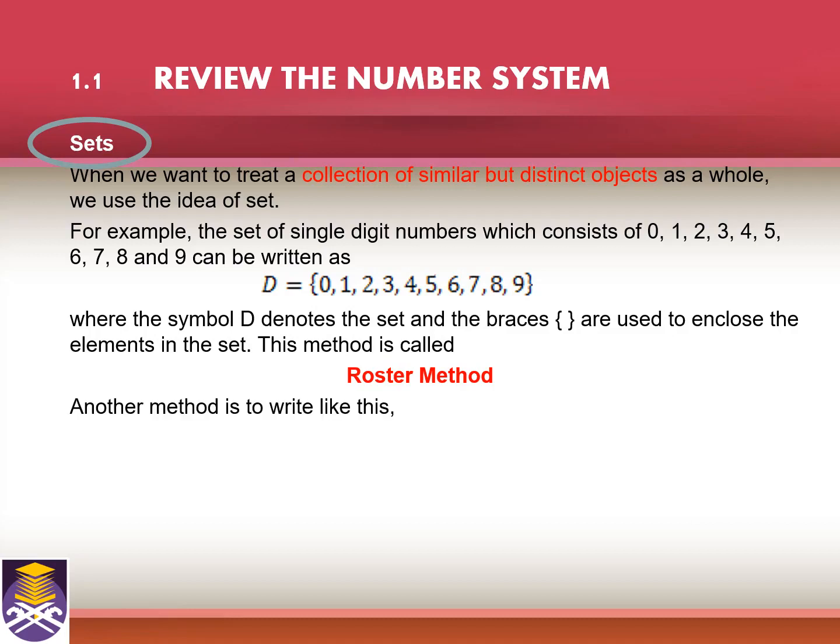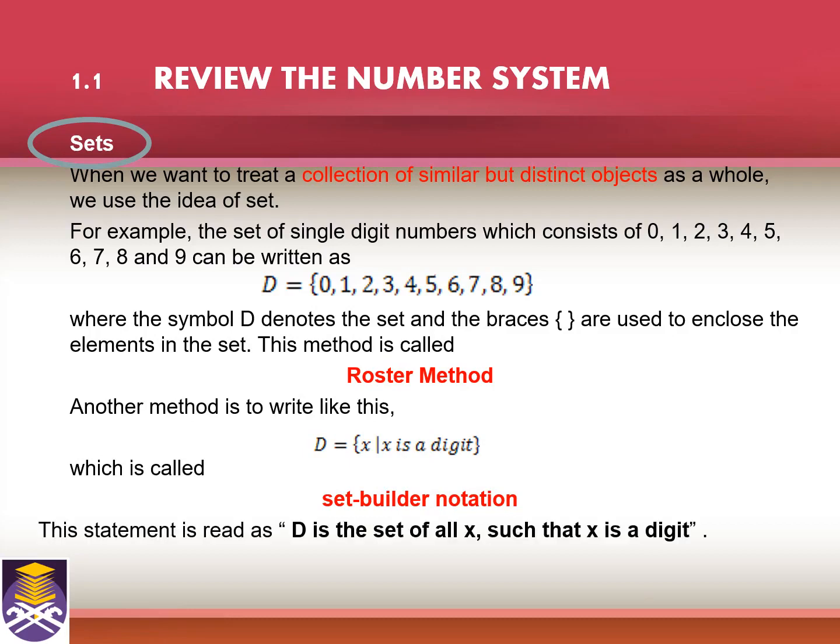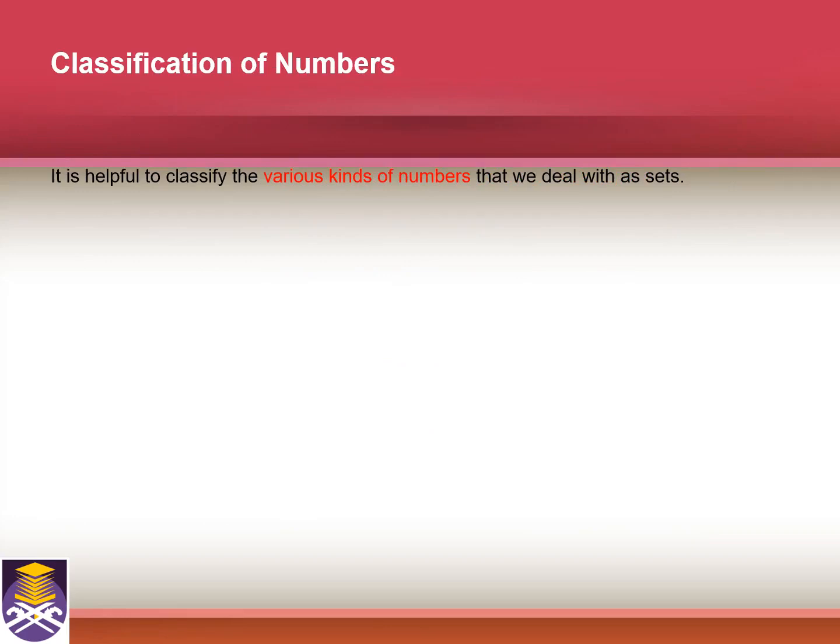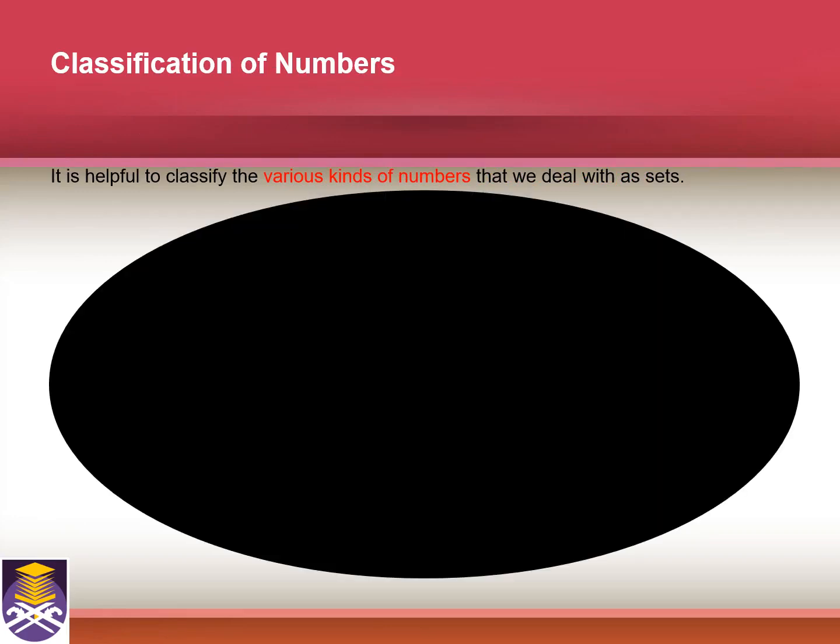Another method is to write like this, which is called set builder notation. This statement is read as D is a set of all x such that x is a digit. It is helpful to classify the various kinds of numbers that we deal with as sets. The biggest family of numbers, which include all the numbers that we consider real, is called set of real numbers.